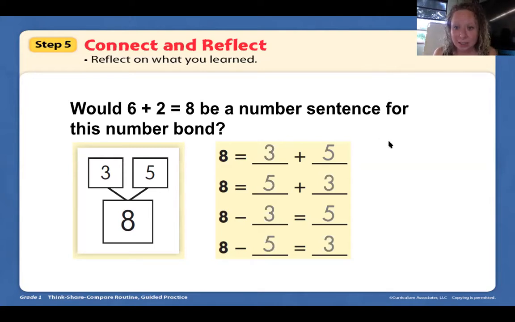Let's read these equations together. 8 equals 3 plus 5. 8 equals 5 plus 3. 8 minus 3 equals 5. 8 minus 5 equals 3. Nice job.